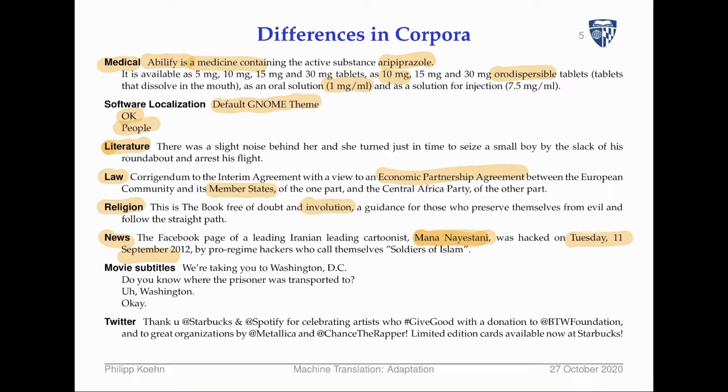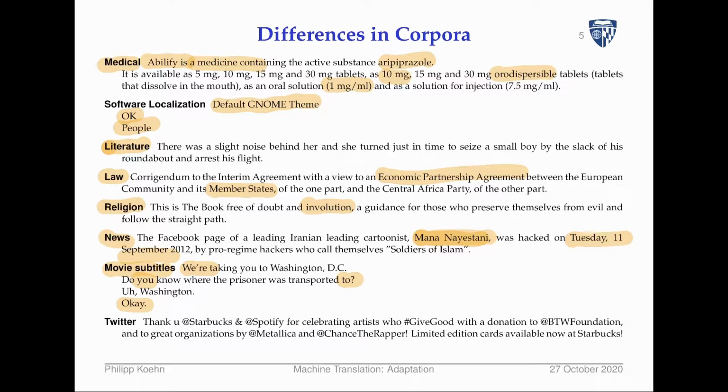Okay, movie subtitles. So we're taking you to Washington, D.C. Do you know where the prisoner was transported to? Washington. Okay. So this now has questions. It has things like you. It also has a lot of short utterances and casual language. So we're taking, that's not what you would be writing in a newspaper article, these kind of contractions.